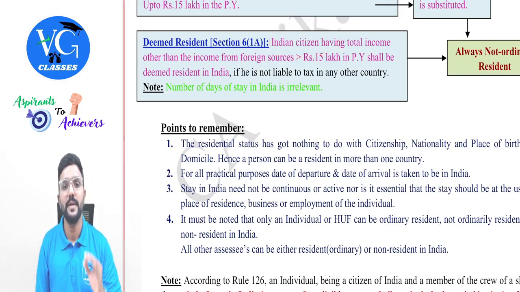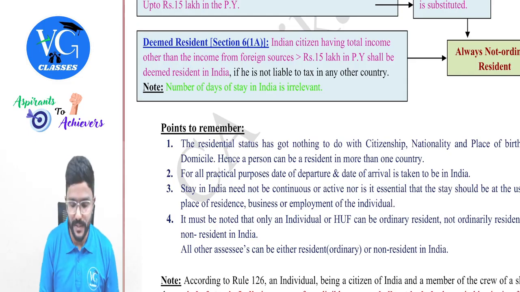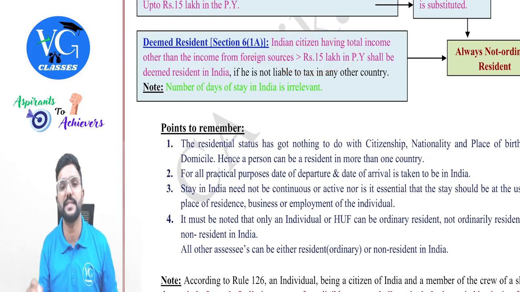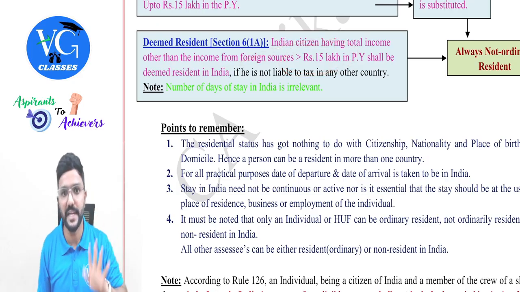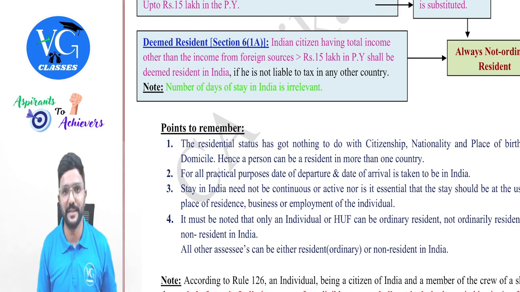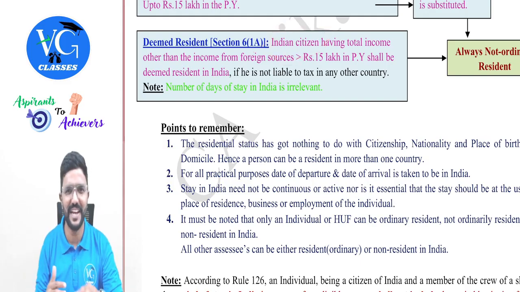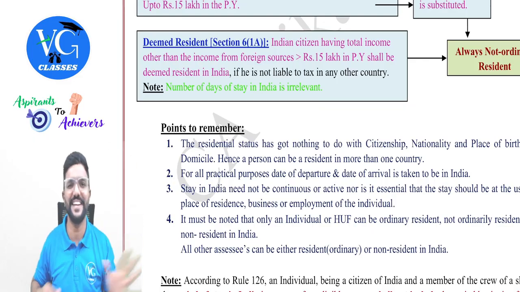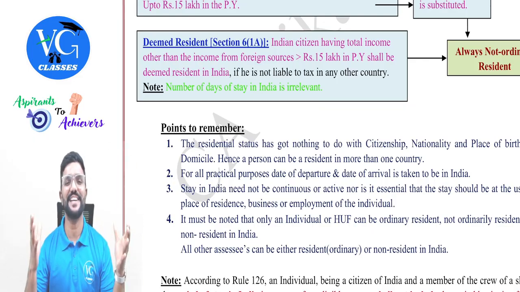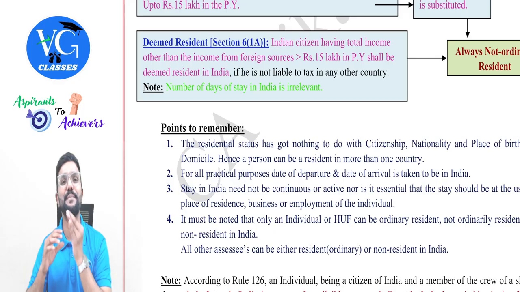Please be careful. Indian citizen having a total income other than the income from foreign sources more than 15 lakh in the previous year shall be deemed to be resident in India if he is not liable to tax in any other country. So if you are an Indian citizen who has Indian income more than 15 lakh but not paying tax in any foreign country, then Indian government is ready to adopt you as a deemed resident. They are happy because you can bring more and more tax revenue to the government. That is why. Got it? So that is called deemed resident.